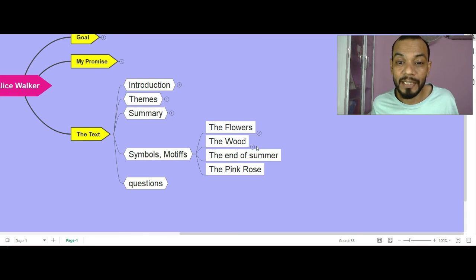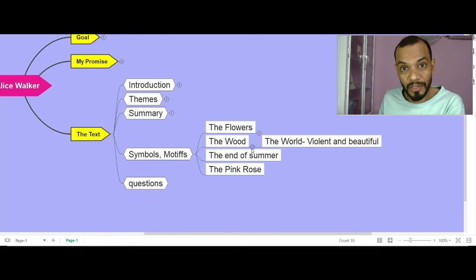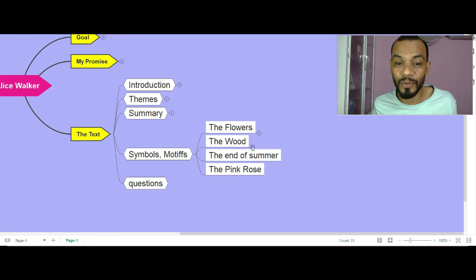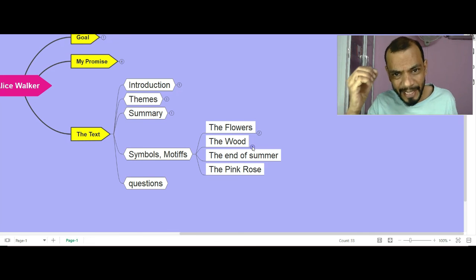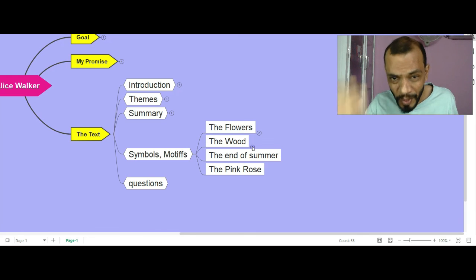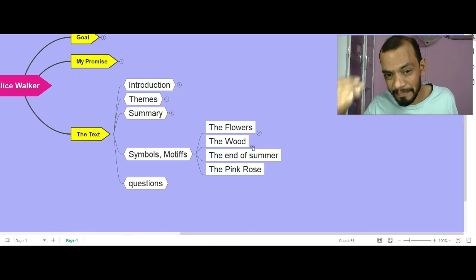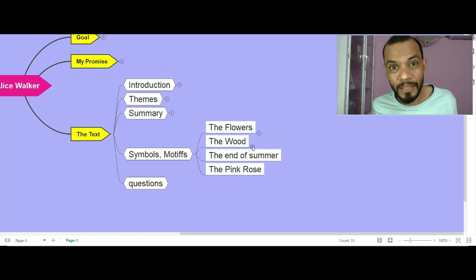And the second one is the wood, a big oak tree nearby. A tree is always symbolic in literature, as I told you, the tree of knowledge in the Bible. And here it represents the world. The world is both violent and beautiful. So that is another symbol used. And the ending of the story, the end of summer. As I told you, at that moment she moves from the world of innocence to experience. And finally, the pink rose.